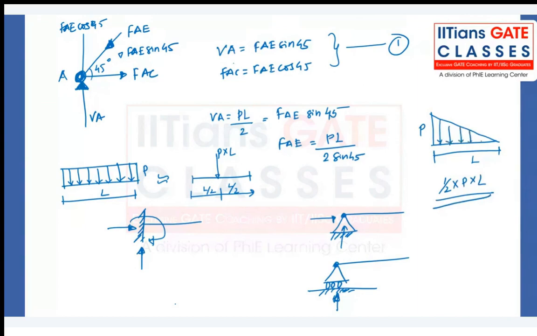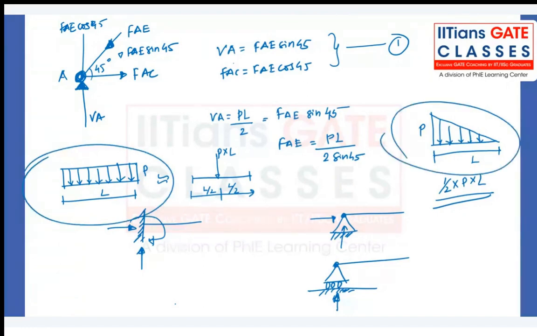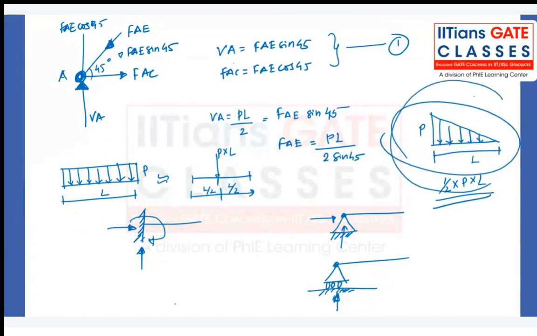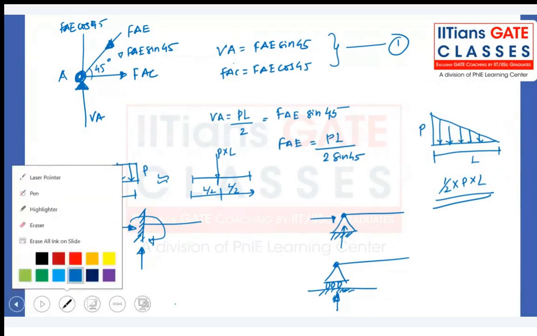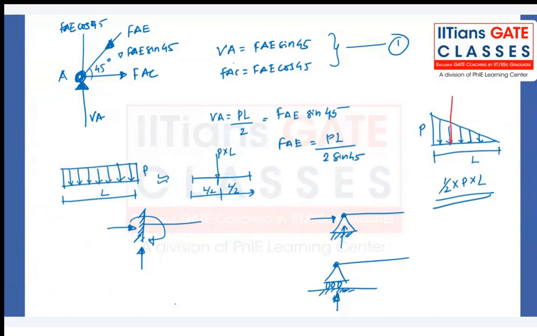Uniformly distributed load looks like a rectangle. Uniformly varying load looks like a triangle. And here it is equivalent to, and this equivalent load will act at the center, and here it will act at a L by 3 distance from this. Not at the center. So that also you should know. Are you following, Sujana?